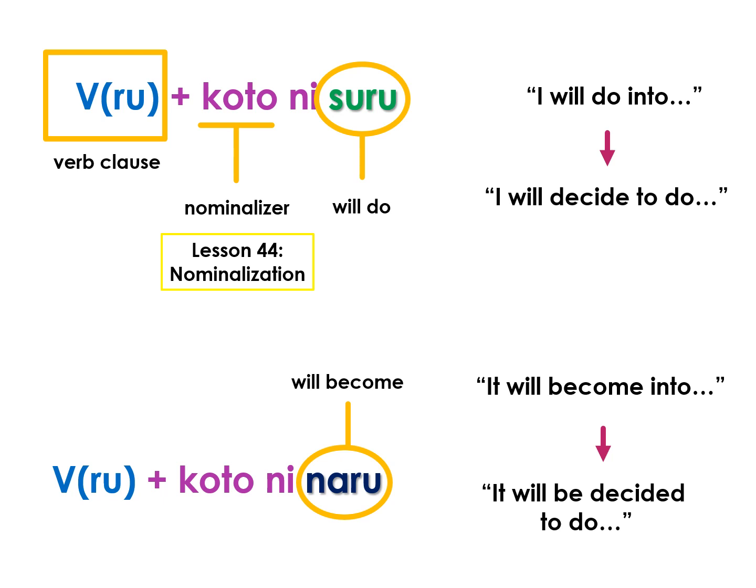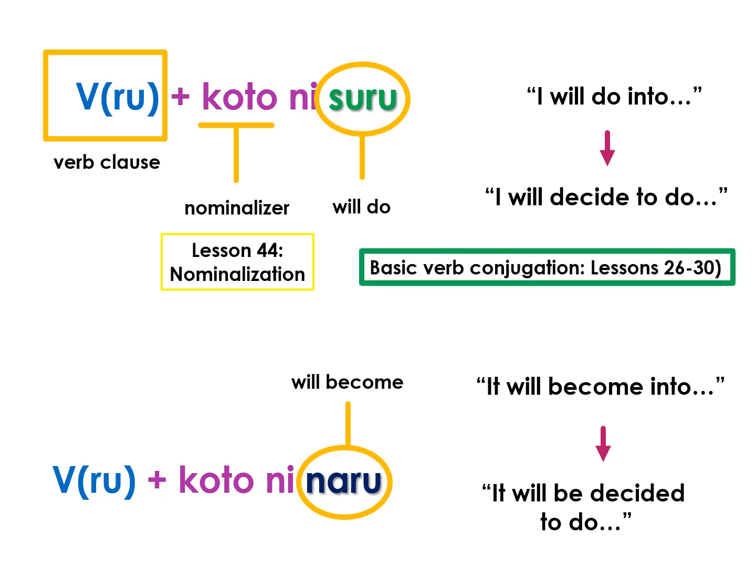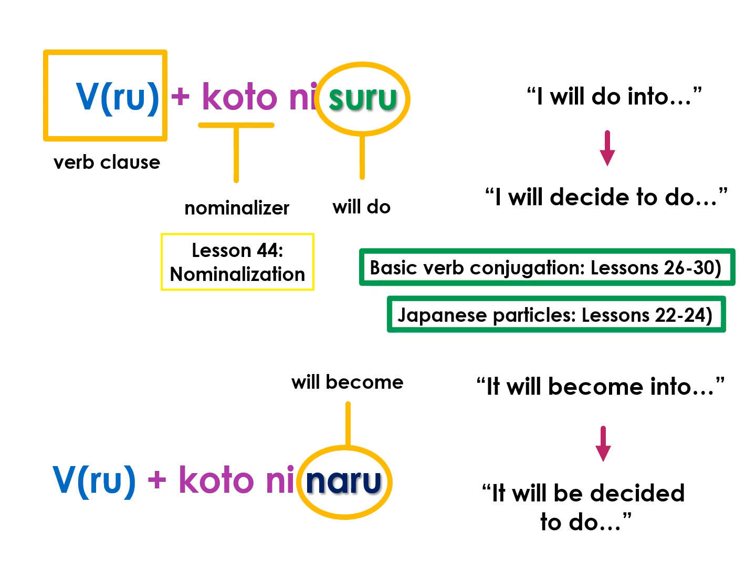At this point, I assume you already know basic verb conjugation and how to use Japanese particles within sentences. Otherwise, you can review basic verb conjugations in lessons 26 to 30 and Japanese particles in lessons 22 to 24.